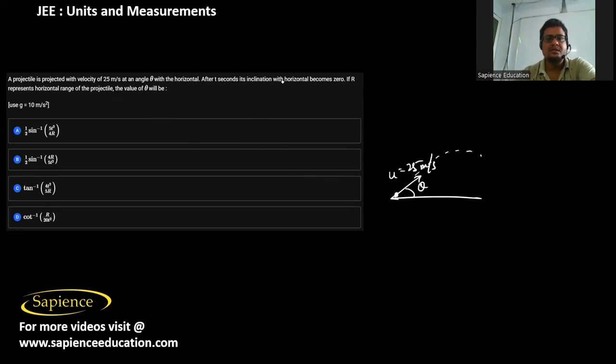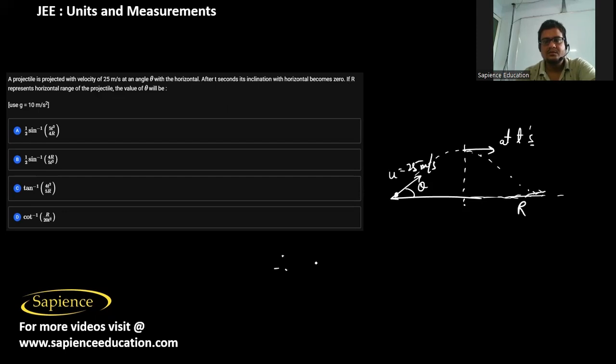After t seconds, its inclination with the horizontal becomes 0. So it means its inclination with the horizontal becomes 0 after t seconds. So at t seconds, it will reach the maximum height. If r represents the horizontal range of the projectile, the value of theta will be... r is the horizontal range.